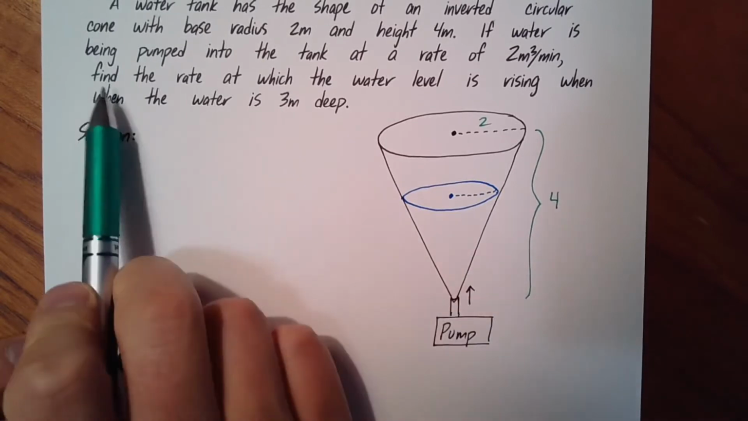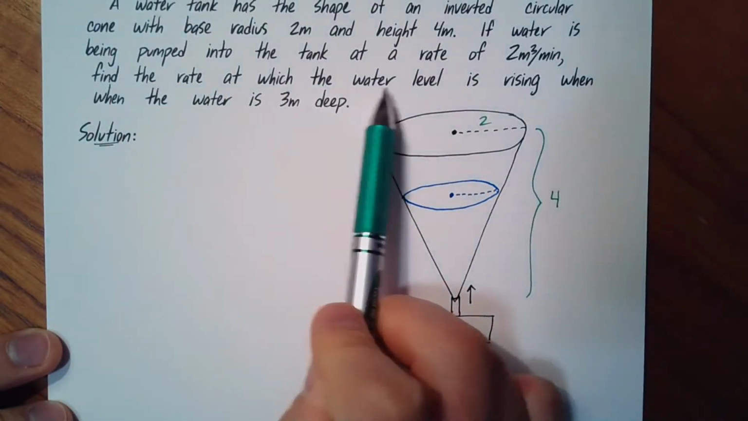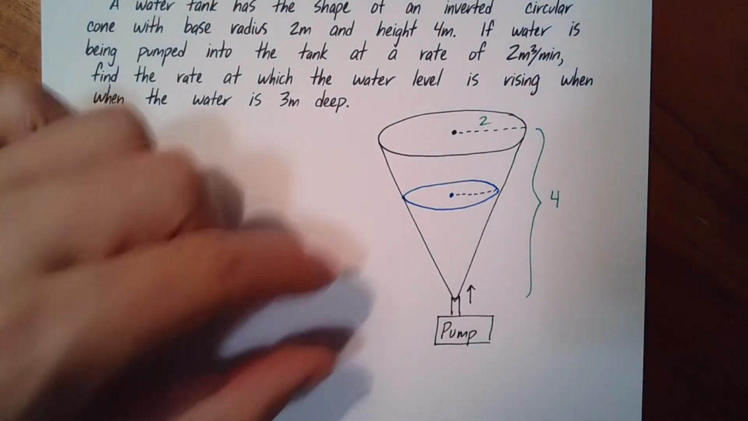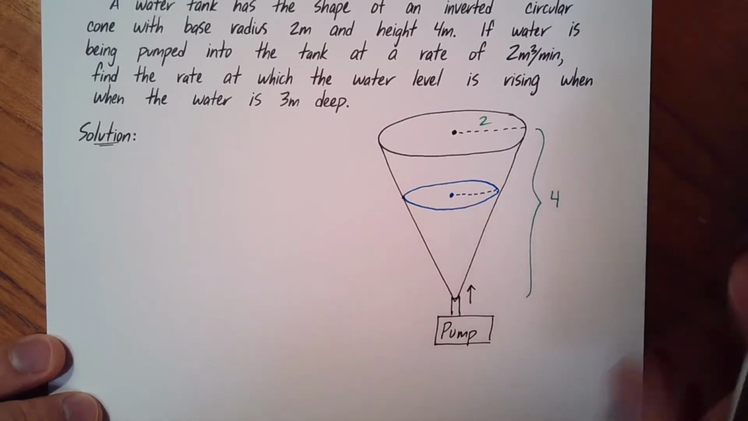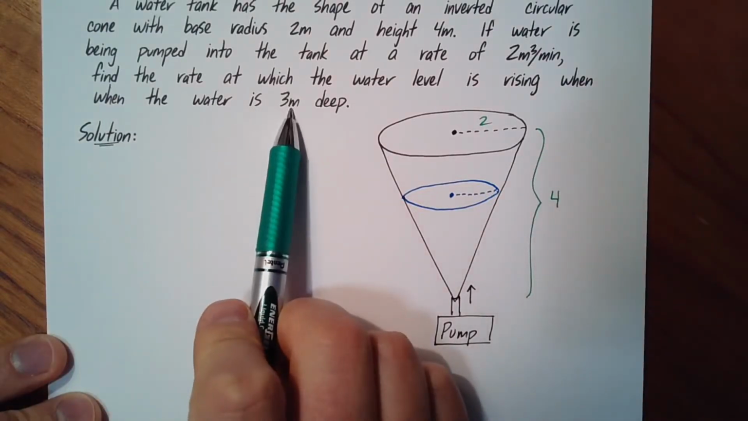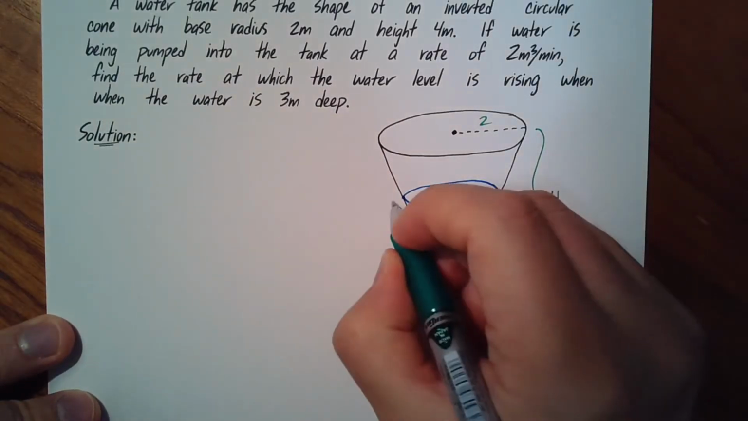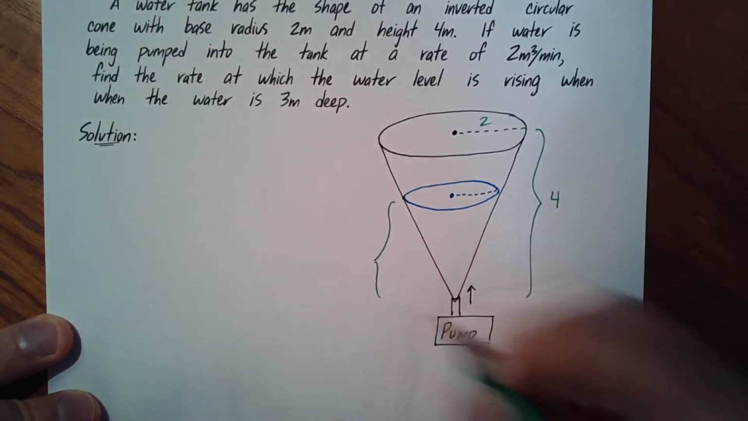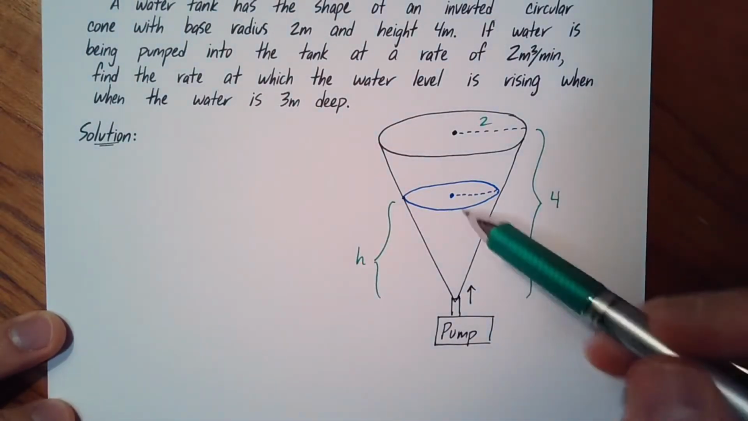And in fact, if you read the rest of the sentence, find the rate at which the water level is rising. So find out how fast this distance here is changing or growing at the particular moment in time when the water is 3 meters deep. So yeah, we definitely are going to need a variable to measure the water level. How about we call it h for the height of that smaller cone formed by the water.